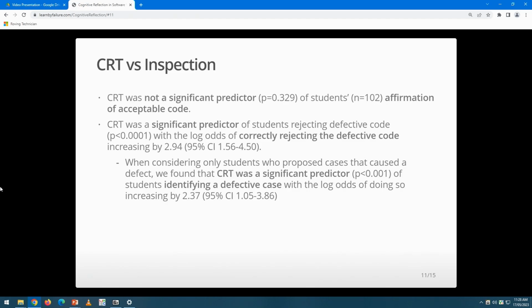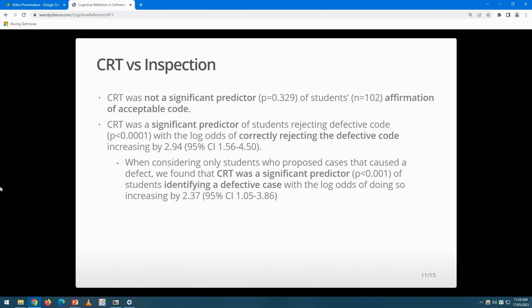To jump quickly through the results, I'm not going to pour into all the data because I'm running a little short on time, but the CRT was not a significant predictor, either manually or through software tests, of affirming good implementations. In fact, there was no correlation at all between CRT and the accuracy of unit testing.